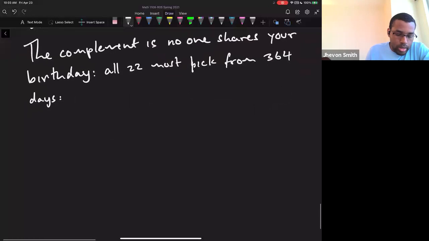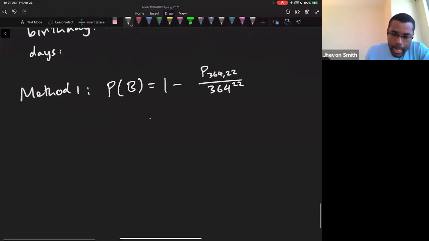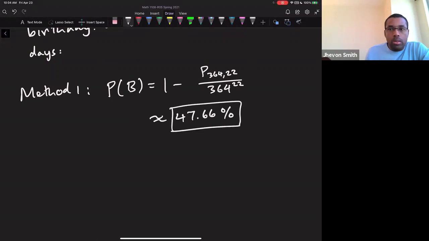Right? And so you would get, by method 1, the probability of sharing a birthday would be now 1 minus P of 364 choose 22, over 364 to the 22. It's 47.66%, roughly. So it drops a little bit because you were removed from it.